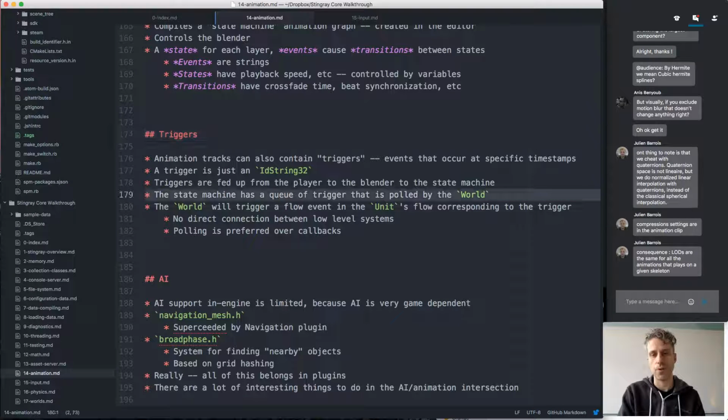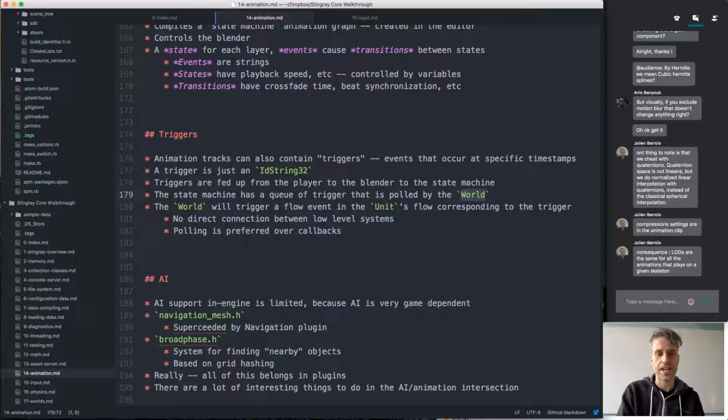And this queue is polled by the world, which is the class where all the objects live. And the world will poll this queue and trigger flow events. I'll talk more about flow. It's our visual scripting language. I'll talk more about that in the future. But the world triggers flow events in the unit who owns the animation state machine.